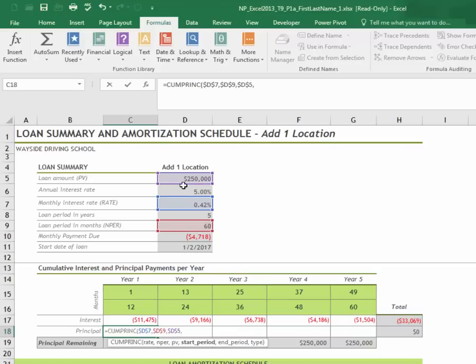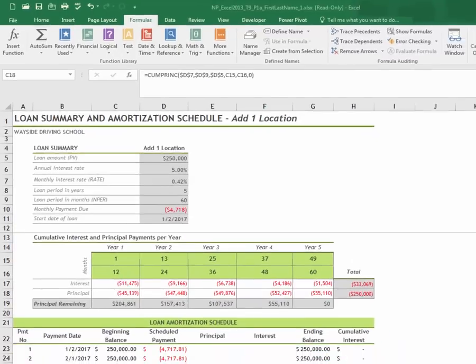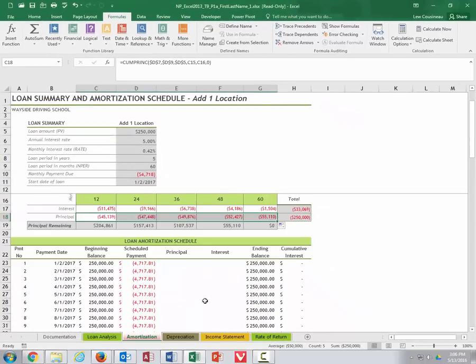My starting period is 1. I don't want to absolute that. And the 12. And again, the type is not optional, so we'll type a 0, put enter. There's our cum principal. And then they already have a formula that takes the loan amount and subtracts the yearly principal. And we can now drag that across. And so, of course, if you add up the principal for those time periods, it equals 250, which is the loan amount.